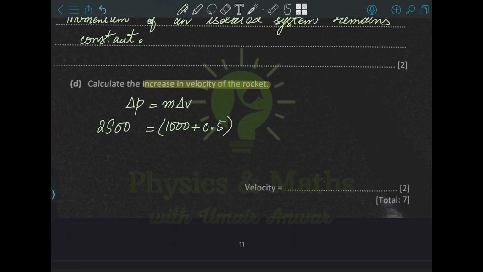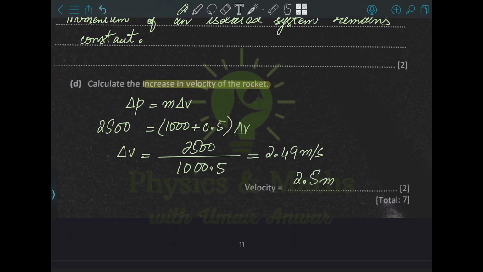So the change in velocity would be calculated here. The increase in velocity is equal to 2500 divided by 1000.5, which gives us a value of 2.49 meters per second, which in two significant figures would be equal to 2.5 meters per second. So this is how we can find the increase in velocity of the rocket, and the question ends here with this part.